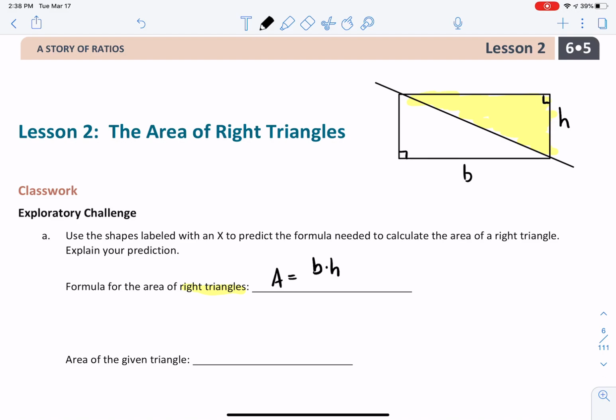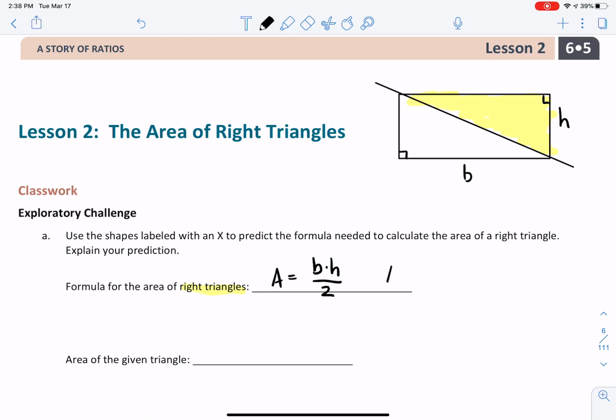But if I want to find the area of a right triangle, well, what did we just do to create those two triangles? We divided it by 2. I divided it into 2 equal pieces. So to find the area of a triangle, I'm going to take the base times the height, and then I'm going to cut it in half. I'm going to divide it by 2.